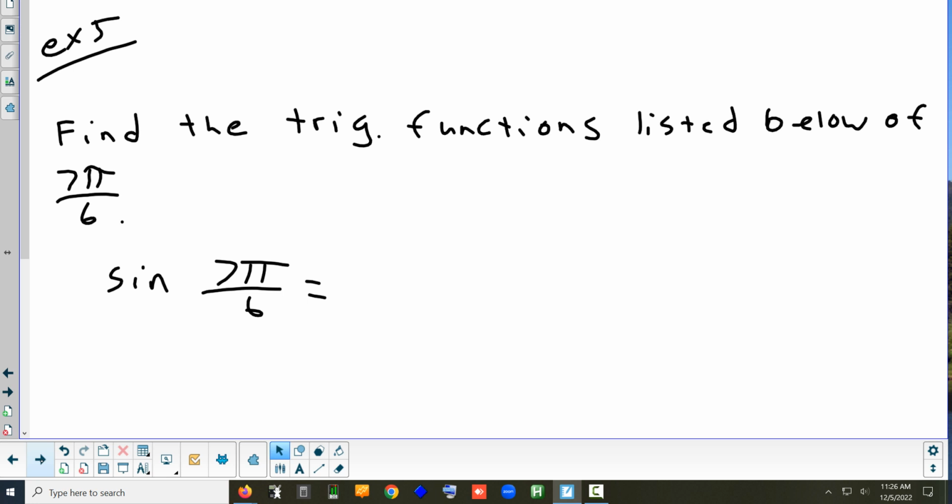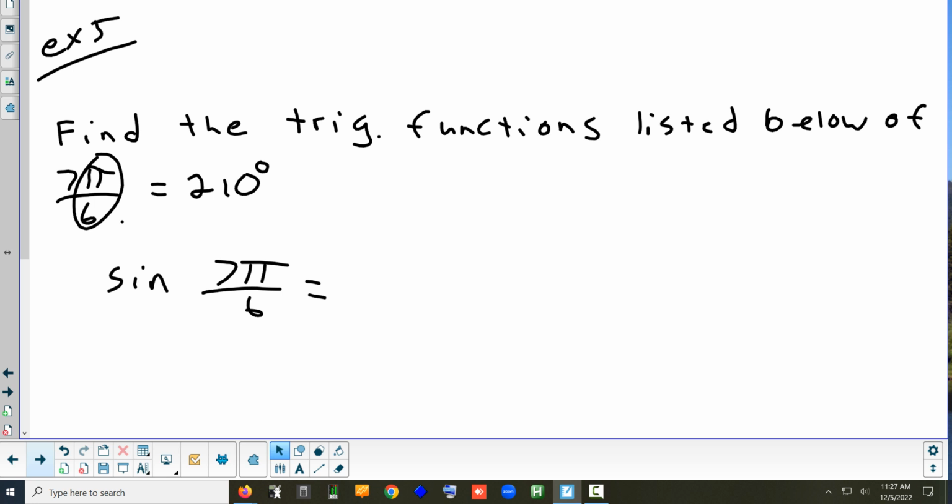All right, how about this one? If you're having trouble thinking about it in radians, you could make it degrees. What is that in degrees? Well, think about pi over 6. That's 30. But this is 7 pi over 6, so it's 210.